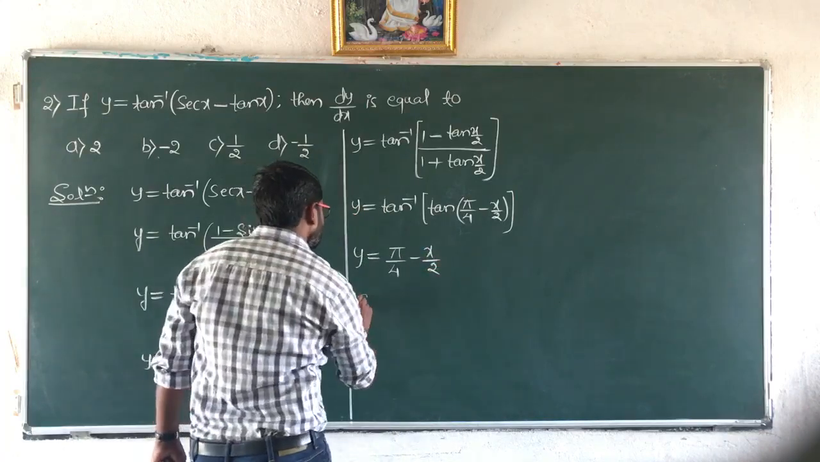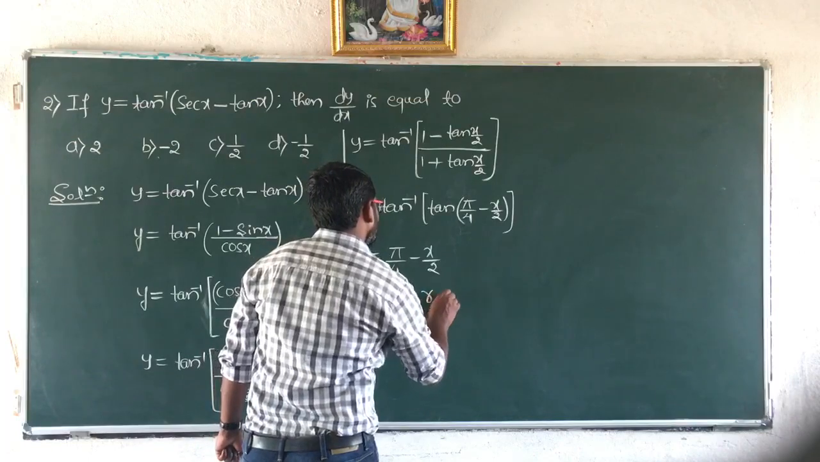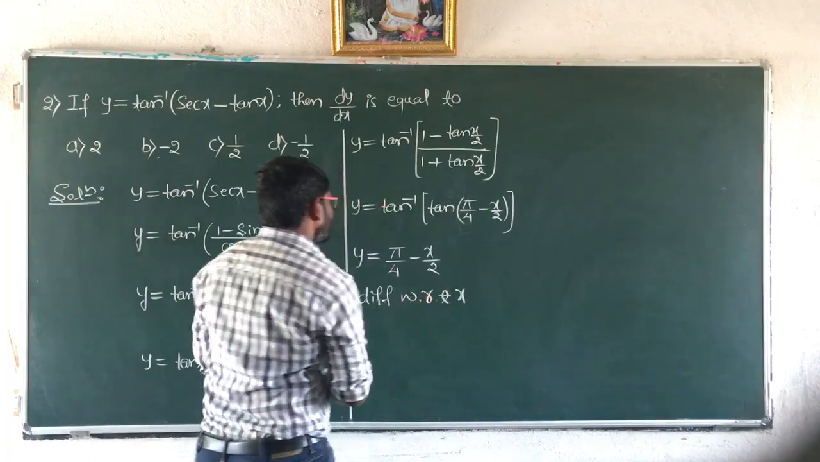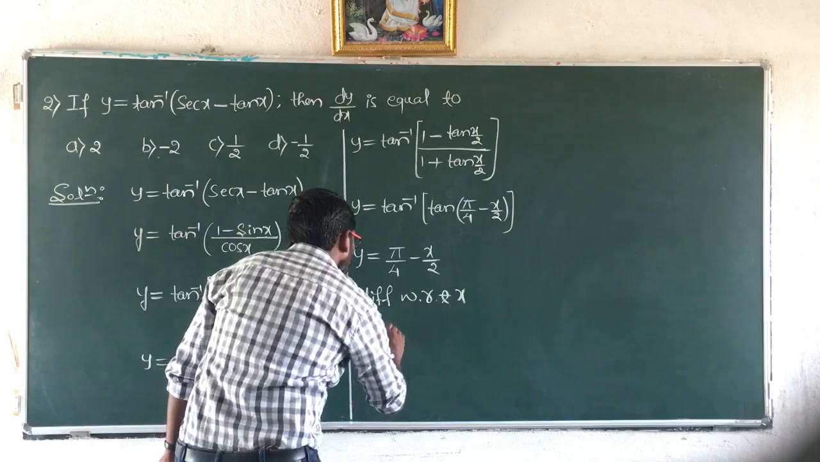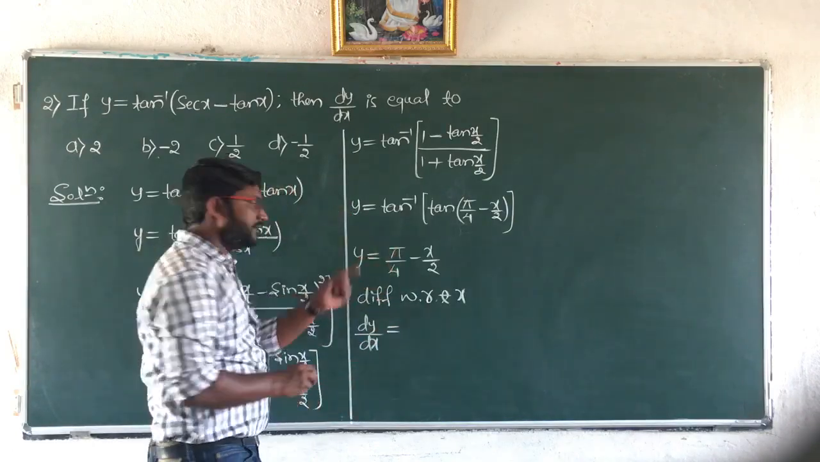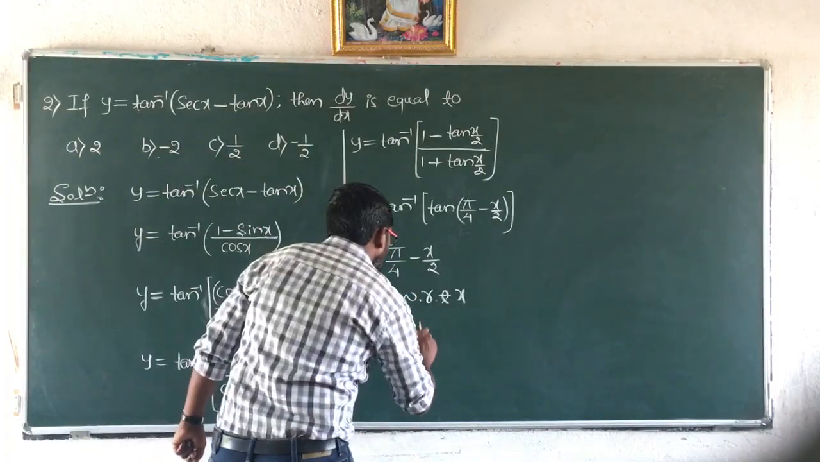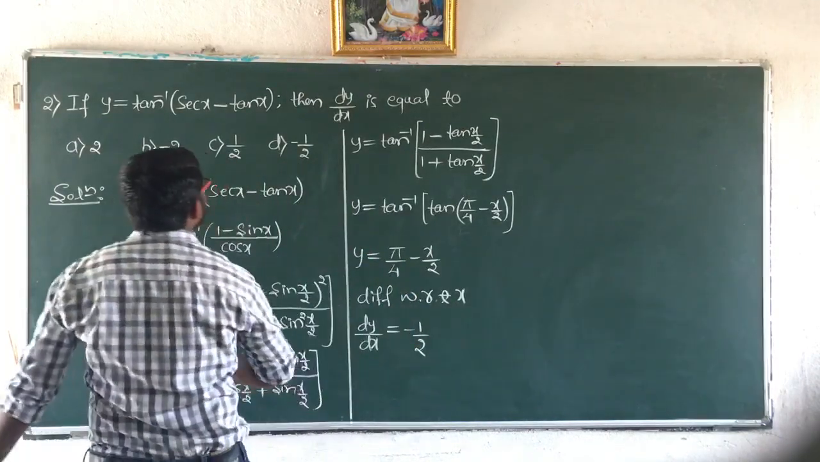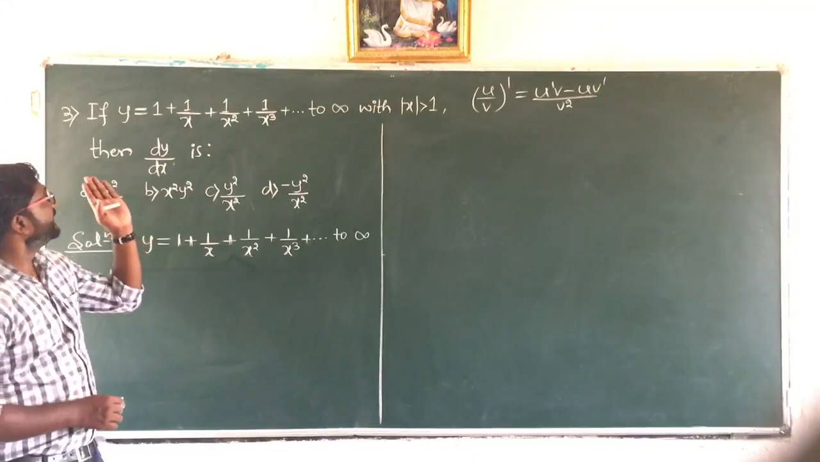Now differentiate with respect to x. Differentiating with respect to x, we get dy by dx which is equal to, so the derivative of the first term will be 0, then derivative of x will be 1. The answer is minus 1 by 2. Which option? It is option D. Yes. So let us solve the next question.